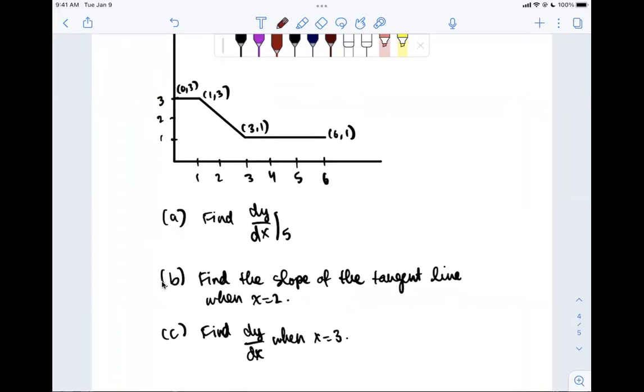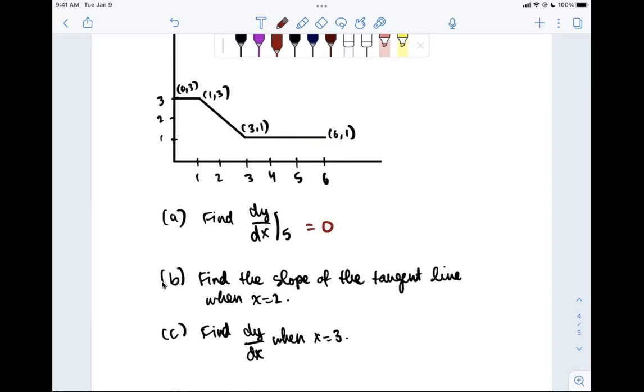All right, so first we're going to be evaluating at 5. So we're going to look at x equals 5. This is the point on the graph. And the tangent line at that point is just going to be horizontal, because the entire graph is horizontal. And the slope of any horizontal line is 0. So we know that the derivative evaluated at 5 is 0.